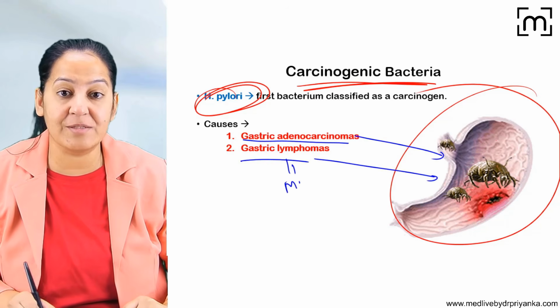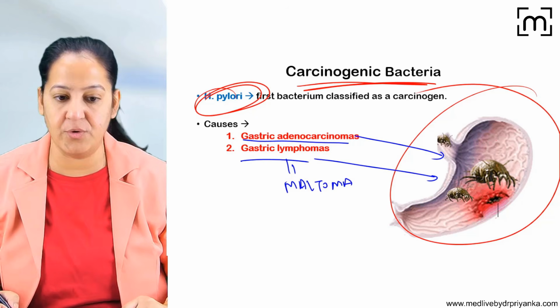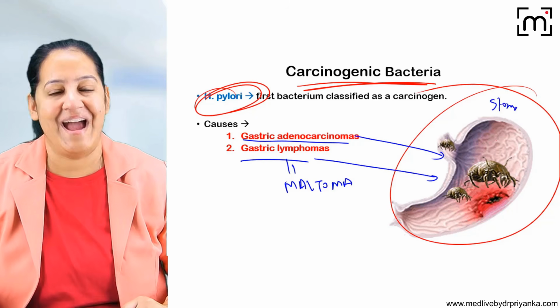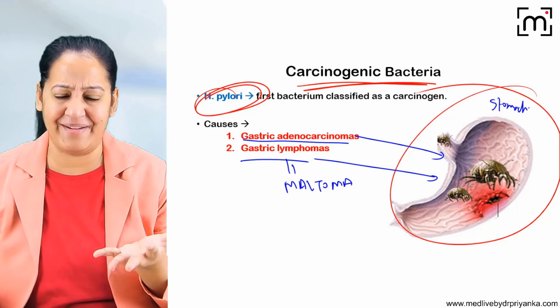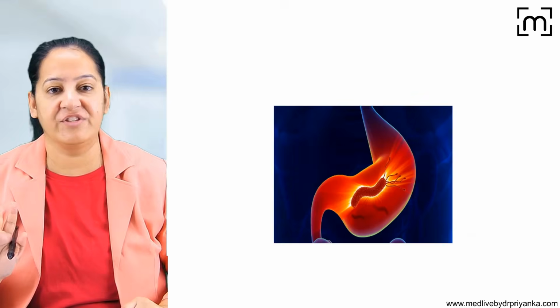The gastric lymphoma is known as maltoma. So basically, it leads to gastric lymphoma or maltoma and gastric adenocarcinoma. Both of them are in stomach. And only one bacteria. There are many bacteria, hundreds of bacteria, but only one of them causes cancer. We have discovered only one yet, which causes cancer.